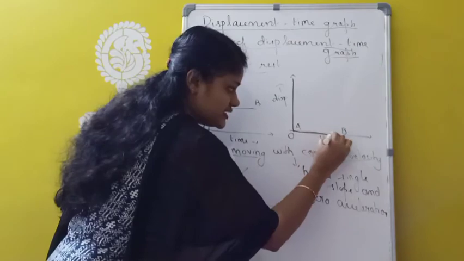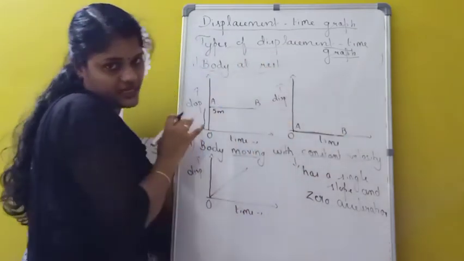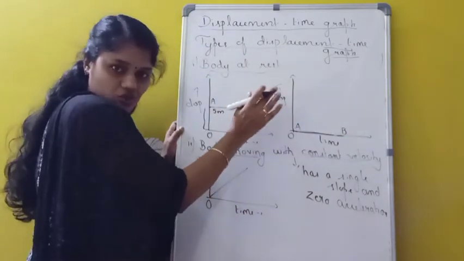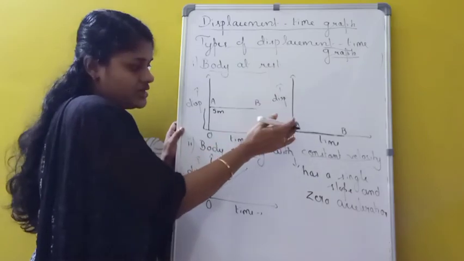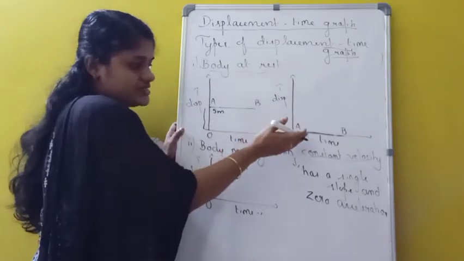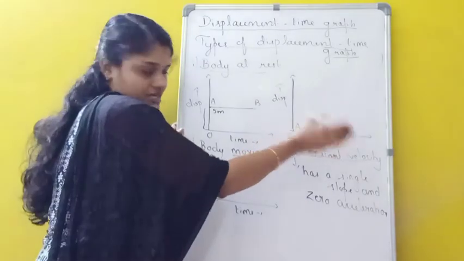So it may be a straight line. It is along which one? Time axis. Because the object is now at the origin itself, it is not moving at all. Only the time is increasing. So it is a straight line parallel to the time axis.